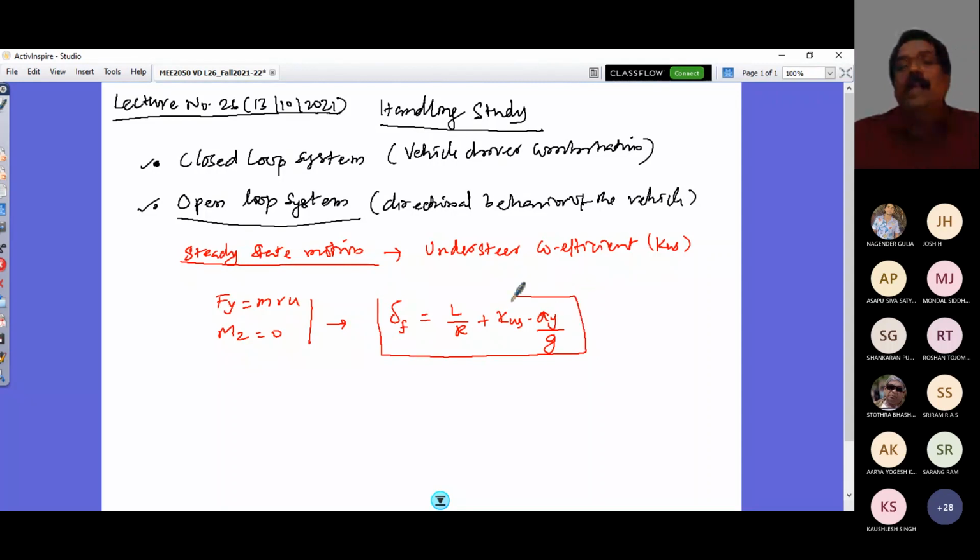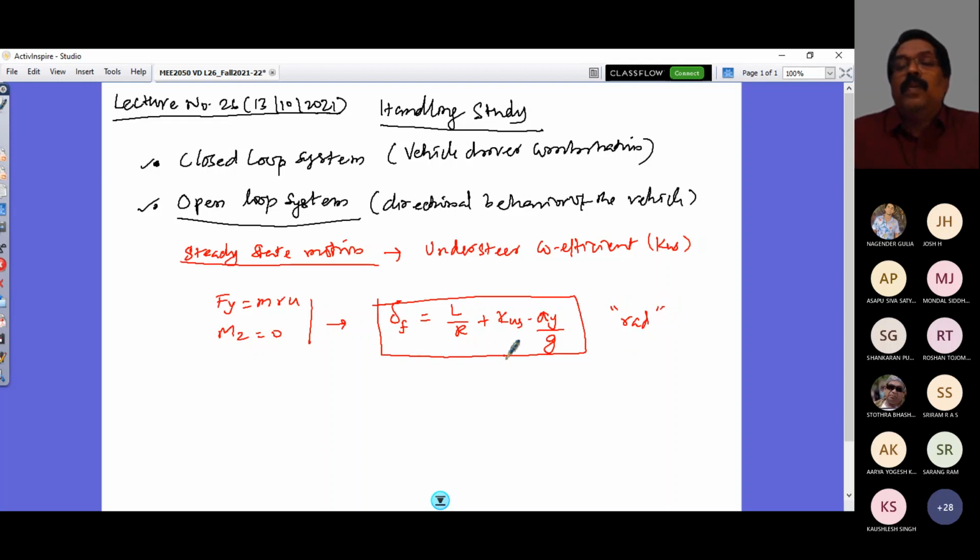So far we have looked at your vehicle as an open loop system. This KUS is the metric to describe the directional behavior of your vehicle, so far in our study that we have considered. And what you have to understand here is that L by R is unitless, so radians. Your AY is given in meter per second square, G is 9.81 meter per second square. So there is no unit. So this all can be in radians is what we have seen for the unit.